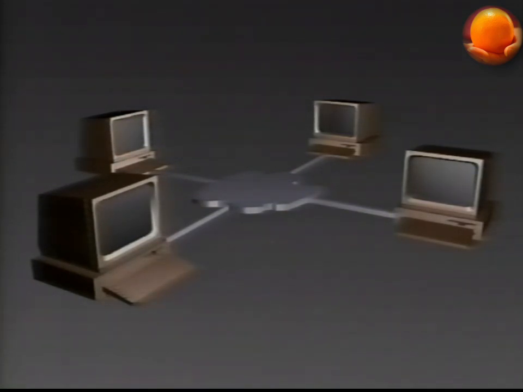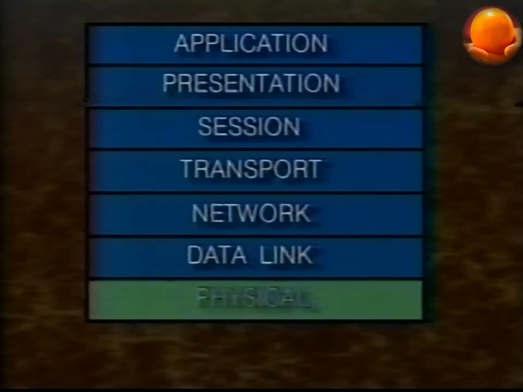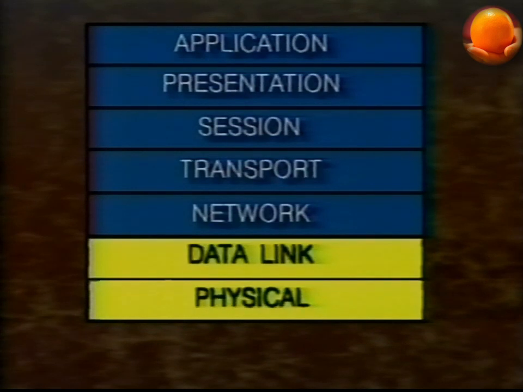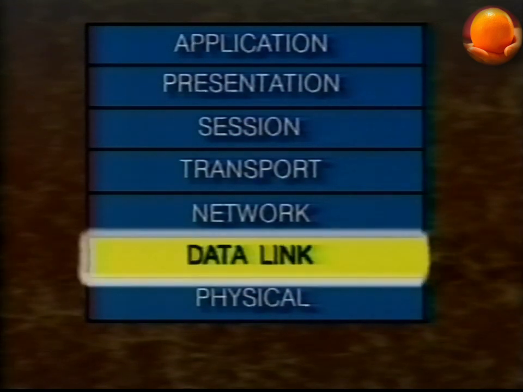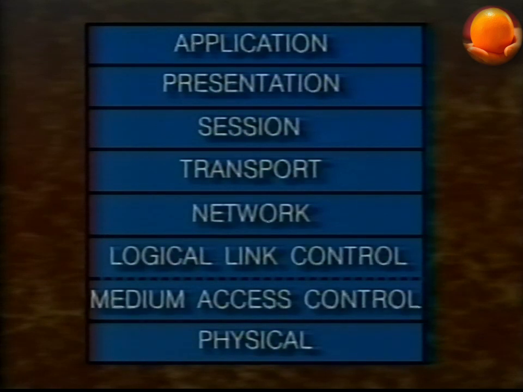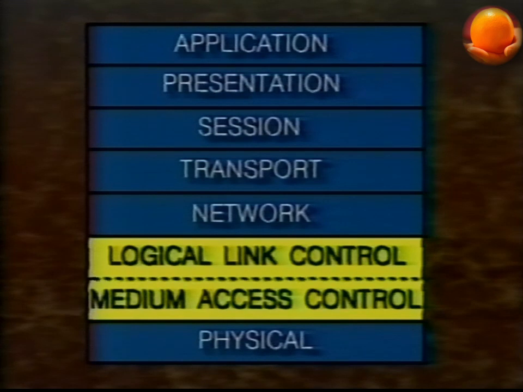Project 802 defines an architecture for local area networks that specify services and protocols for the physical and data link layers of the OSI model. The IEEE Project 802 architecture divides the OSI data link layer into two sublayers, the logical link control sublayer and the medium access control sublayer.